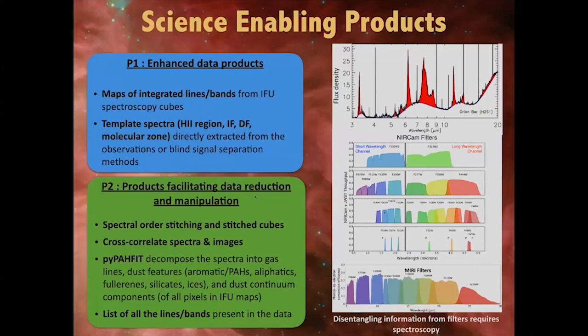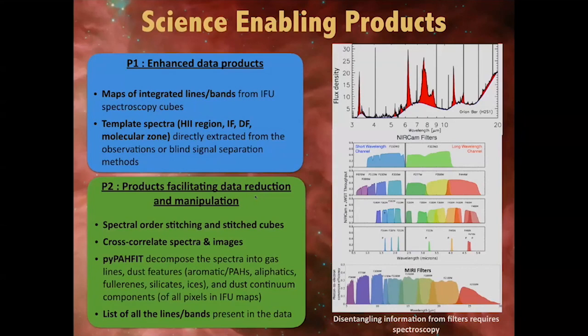The second type of products are products facilitating data reduction and manipulation. So in case there will be problems with the stitching of the spectral orders in the IFU wavelength range from 1 to 28 microns, we will provide some insight in that problem, and if it can be generalized, we'll provide a tool to stitch the orders together.